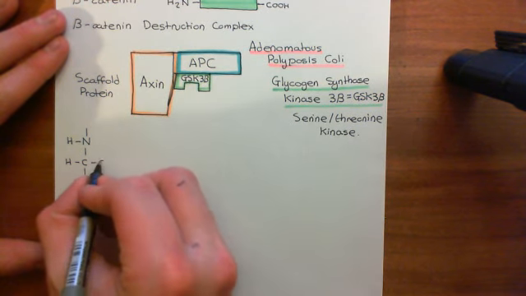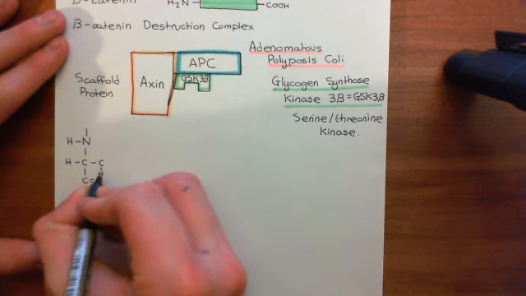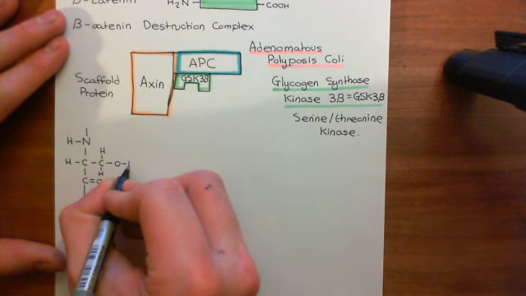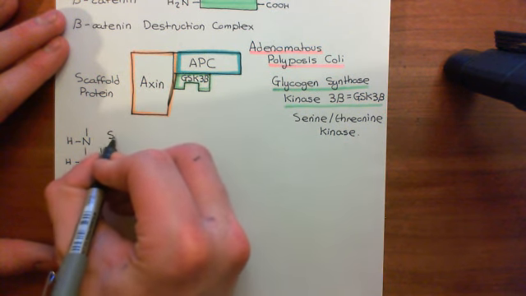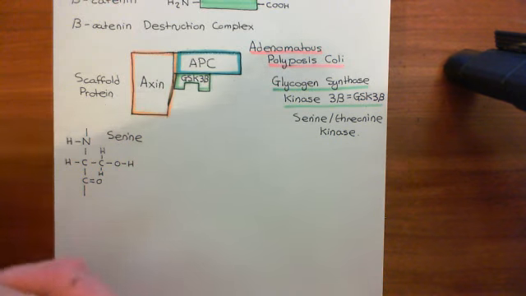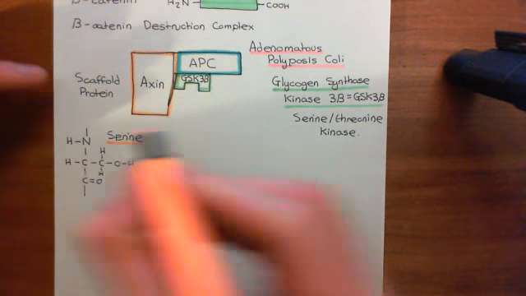The R group in the case of serine residues consists of a methylene group, shown here, with an alcohol group coming off that. So this is the structure of a serine amino acid residue.